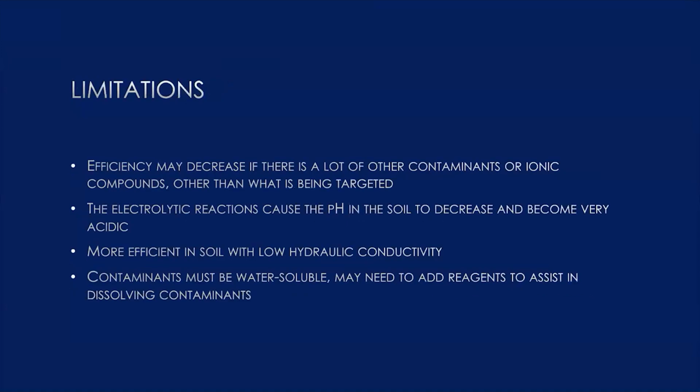Limitations. The efficiency may decrease if there are a lot of other contaminants or other ionic compounds other than what is specifically being targeted. The electrolytic reactions cause the pH in the soil to decrease and it can become very acidic. It is a lot more efficient in soils that have low hydraulic conductivities rather than high conductivity. Contaminants must also be water soluble, so sometimes they may need to add some kind of reagent to assist in dissolving the contaminants.